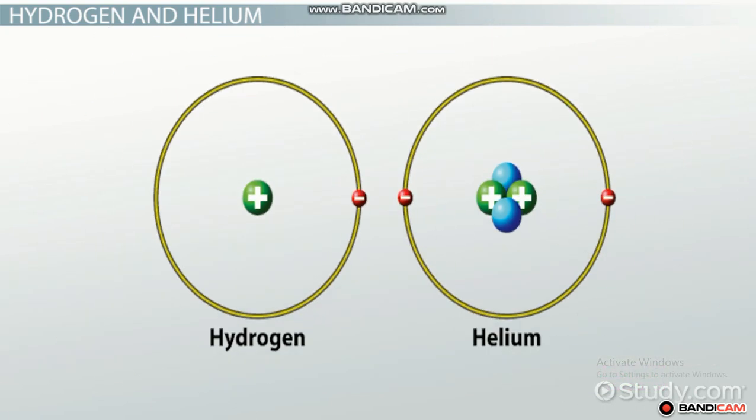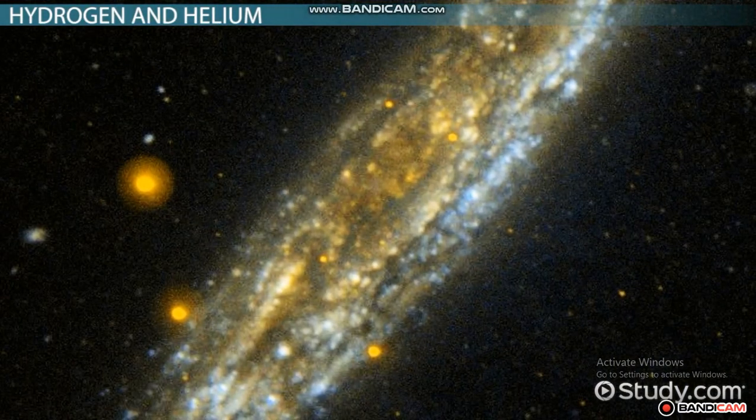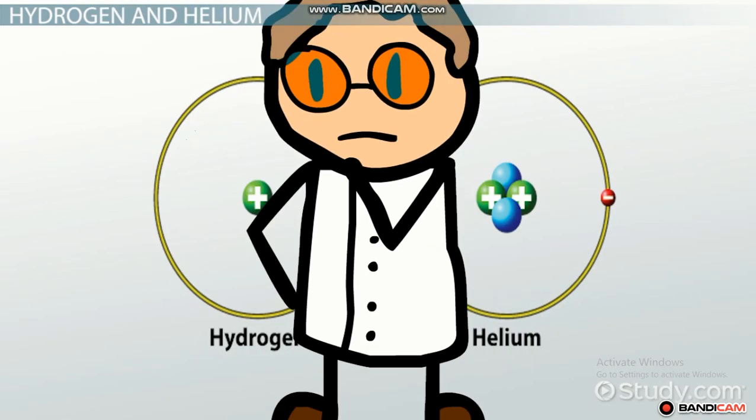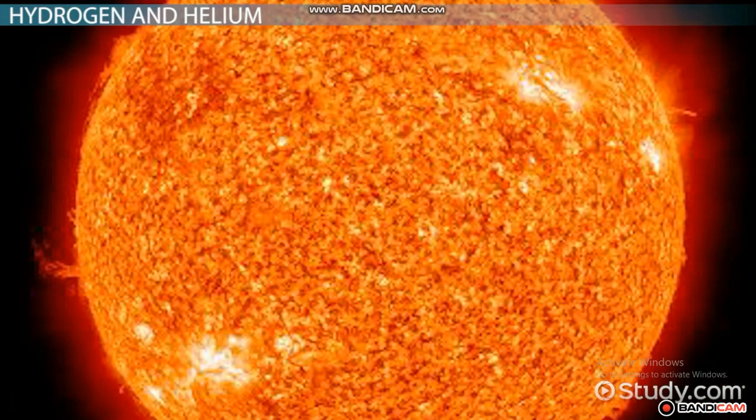Hydrogen and helium are some of the most abundant elements in the universe. Of all matter in the universe, hydrogen and helium make up about 99% of it. They are the lightest elements on the periodic table, but also some of the most difficult to categorize. The stars in our universe, including our Sun, are mostly made of hydrogen and helium.